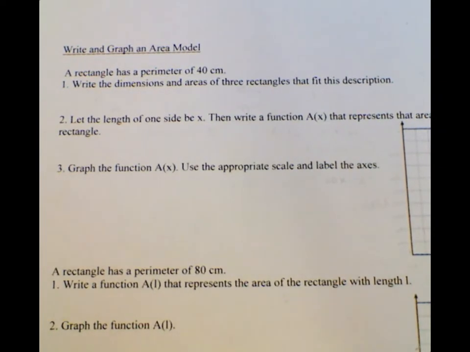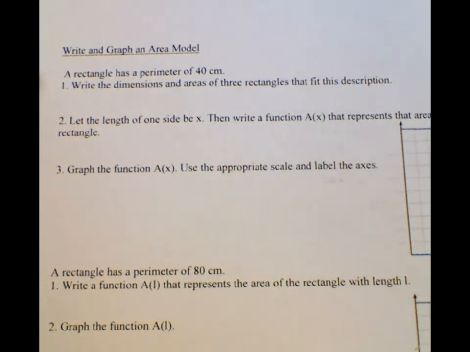All right, today we're going to do some word problems involving perimeter and area. It says a rectangle has the perimeter of 40. Write the dimensions and areas of 3 rectangles that fit that description.